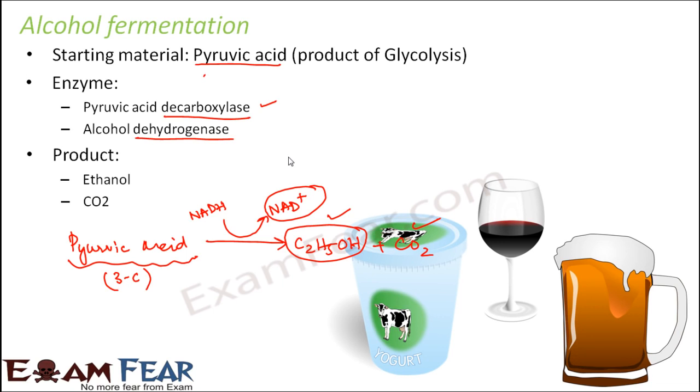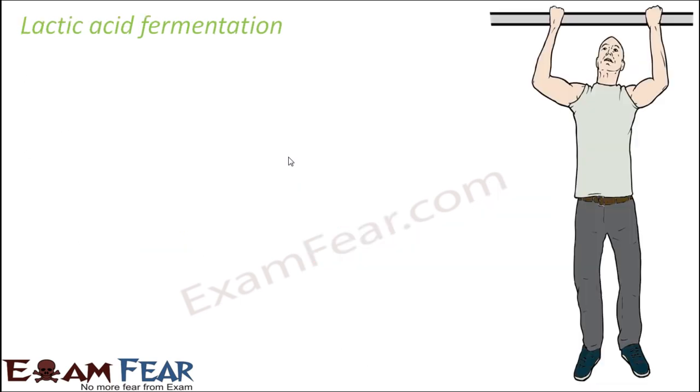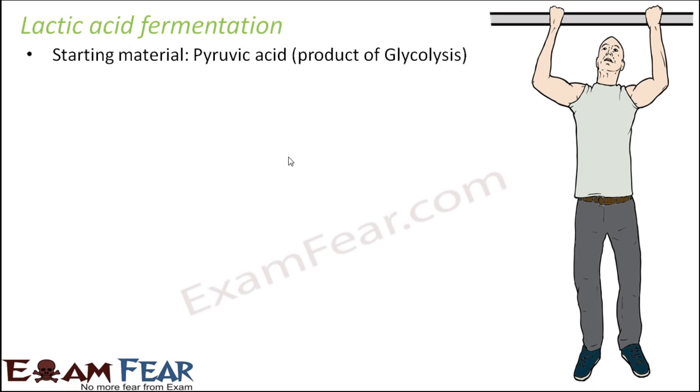So if you talk about the entire process of alcohol fermentation, the first step was glycolysis where 2 ATP molecules were formed, and the next step is alcohol fermentation where nothing is formed. So the net output is just 2 ATP molecules, which is very less when compared to the output of aerobic respiration. Let us look at the next type of fermentation, that is lactic acid fermentation.